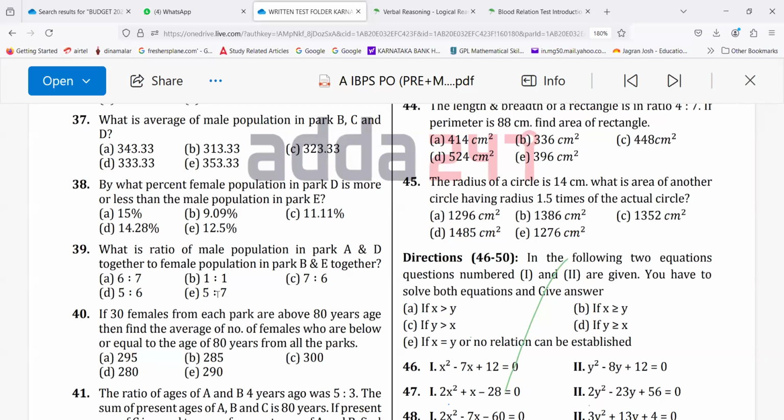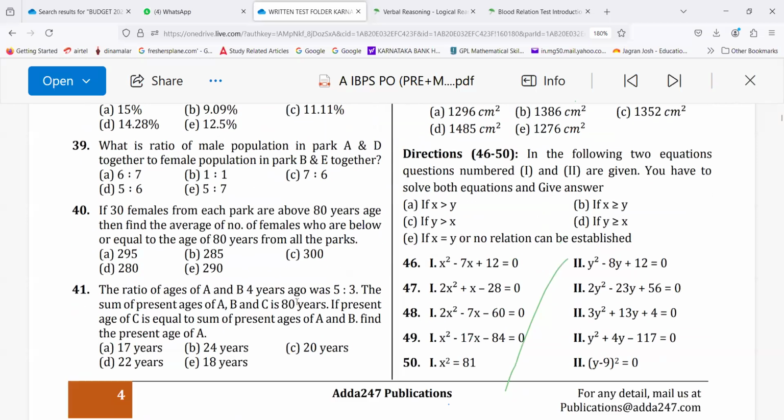Male population in A and D is equal to 400 minus 150 plus 800 minus 450, which is equal to 600. That is easy to find. Required ratio is 600 to the balance, which is 700. That is 6 to 7. Correct.